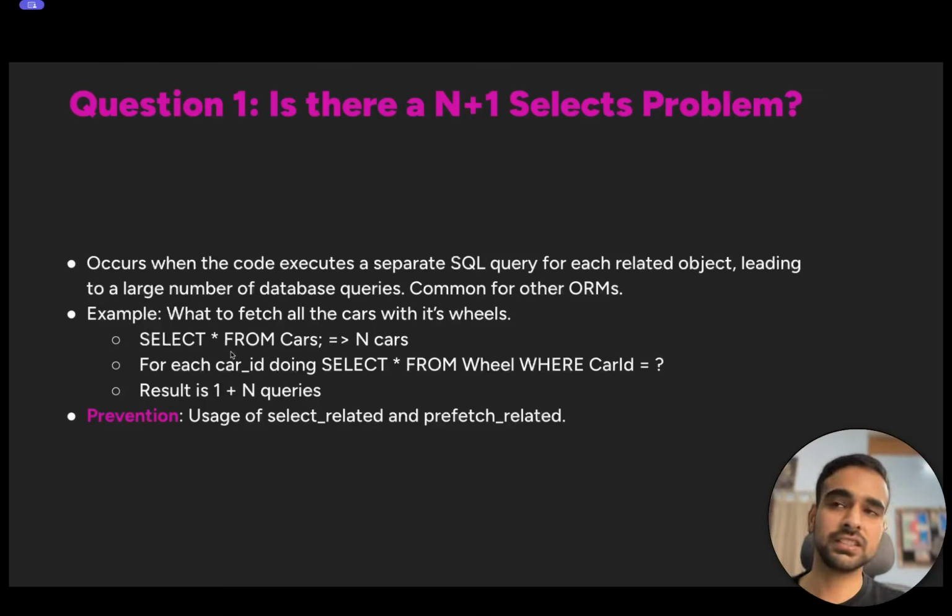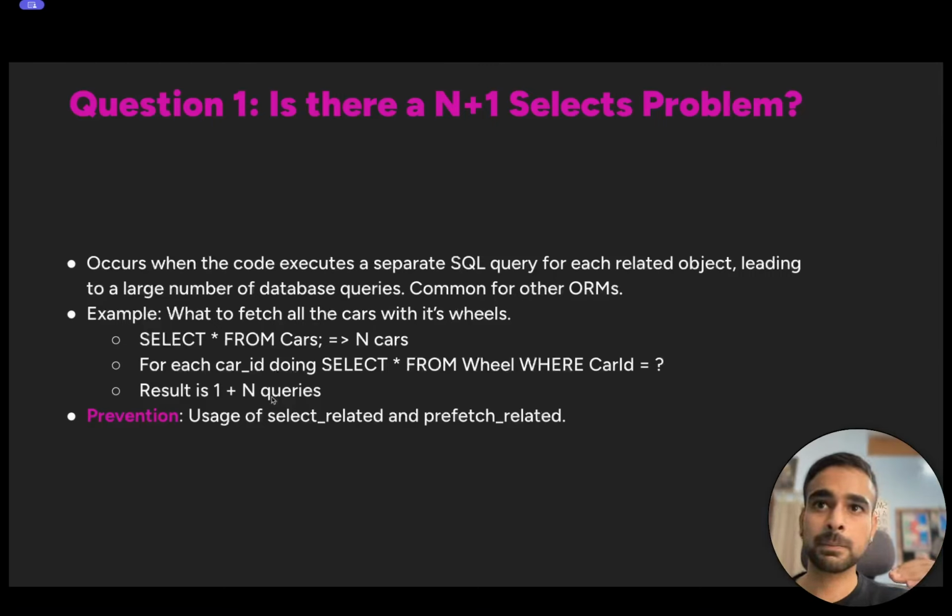So you make the select star from cars query and it gives you n number of cars. Now because you want to fetch all the wheels of this car as well, for each car ID that you get from this previous query, you make another query, select star from wheel where car ID is that particular car ID. And if you do this for every single car, you end up with making 1 plus n queries.